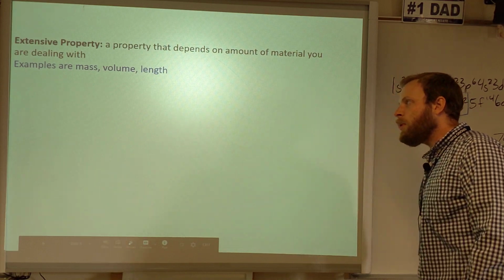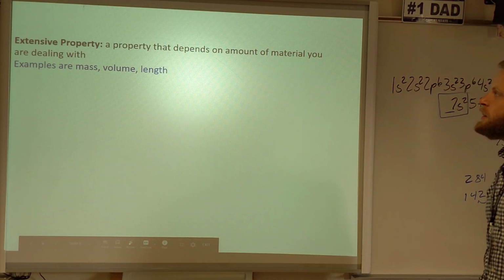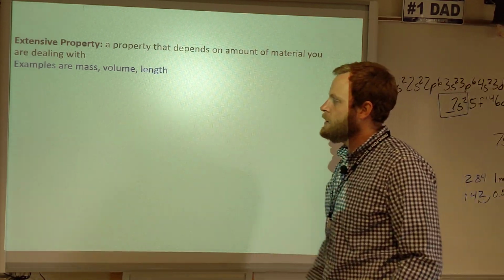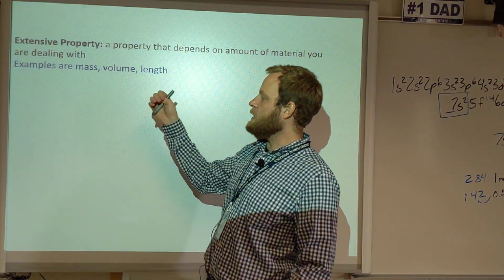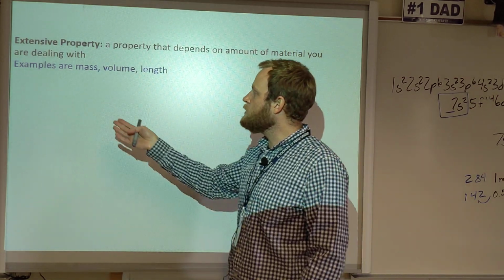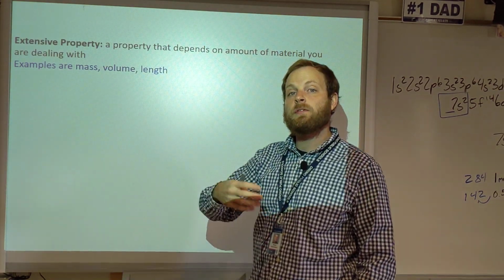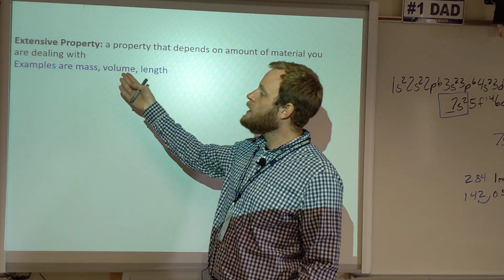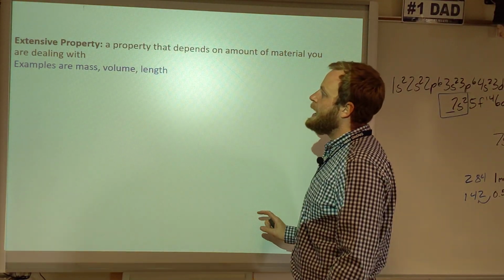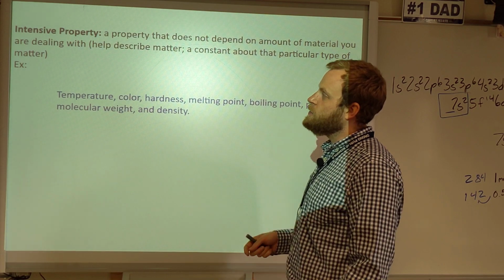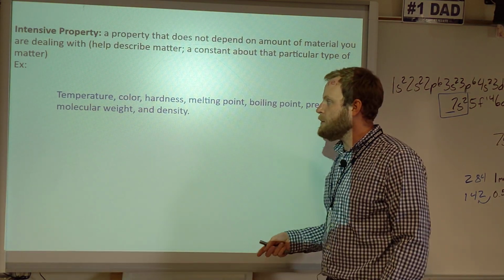Okay, then there's extensive properties. So extensive properties depend on how much you have. So here's 3 examples. I don't have to write any. Mass, volume, and length. If I have more of something, it's going to have more mass. If I have more of something, it's going to take up more space. If I have more of something, it's going to be longer. So those are extensive.